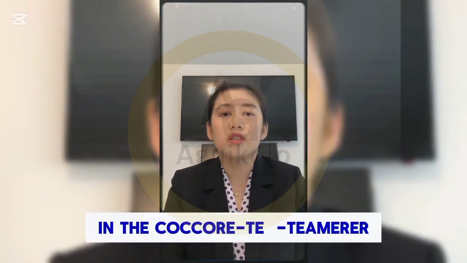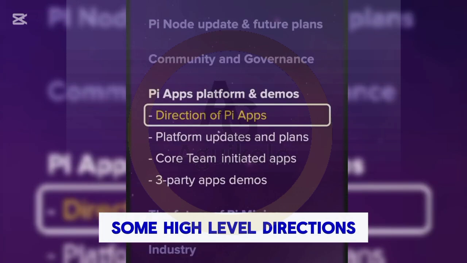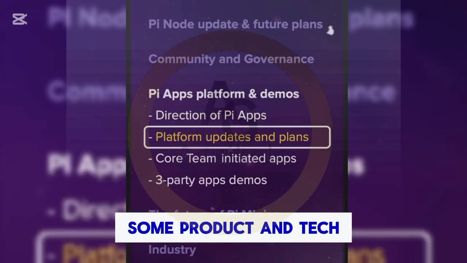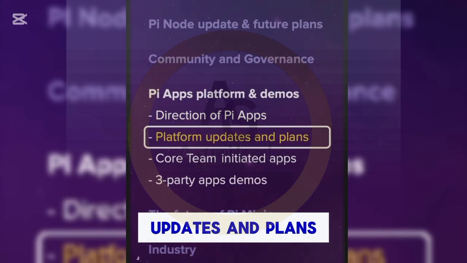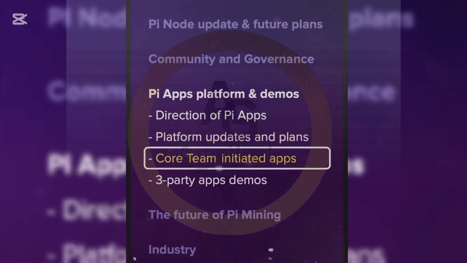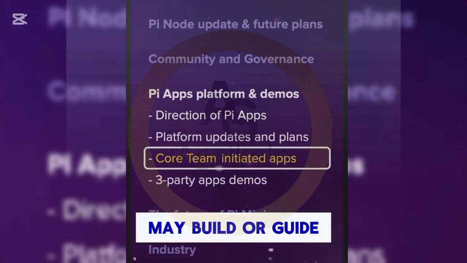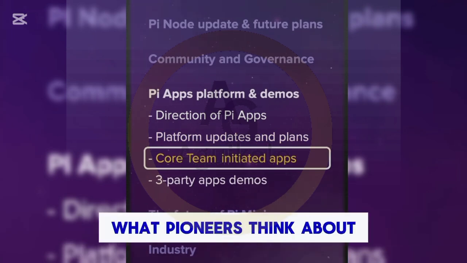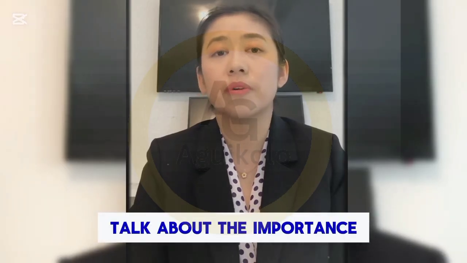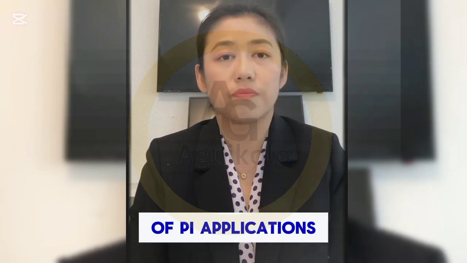In the Pi core team's talk, first, we will give some high-level directions for Pi applications. Second, some product and tech updates and plans on the Pi platform. Third, we will discuss the potential apps that the Pi core team may build or guide building, in the hope to hear what pioneers think about these apps. Now I'm going to talk about the importance of utility and direction of Pi applications.